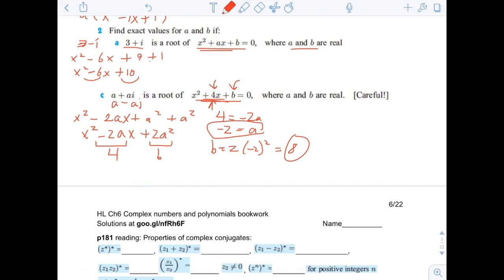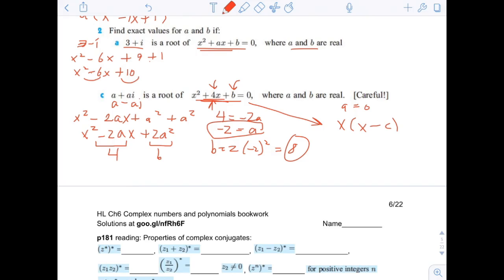The reason why it says careful there is because what we just did only works if we assume that a plus ai really is a complex number, and you're like, okay, how could it not be a complex number? It's got an i in it. Well, what if a was 0? If a is 0, then basically what we're saying is one of the roots of the polynomial is 0. If one of the roots of the polynomial is 0, that actually implies that b is also 0. Because if one of the roots is 0, then it can be written in the form of x times x minus c.